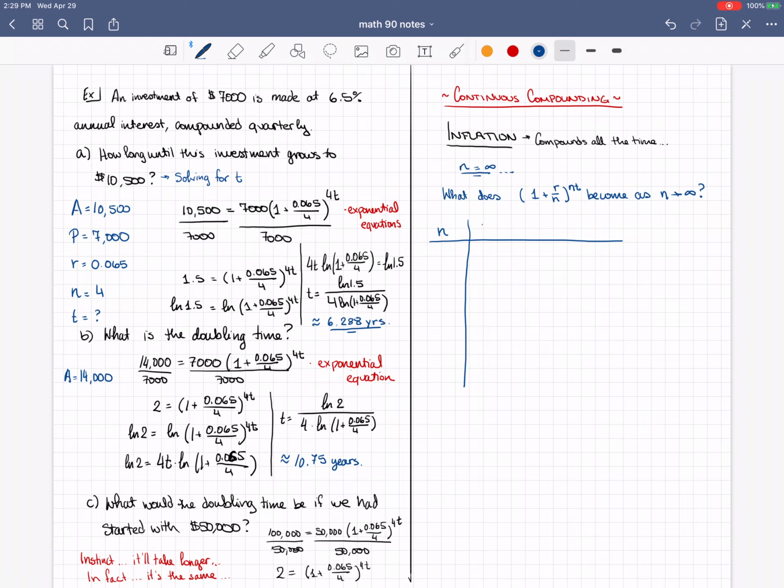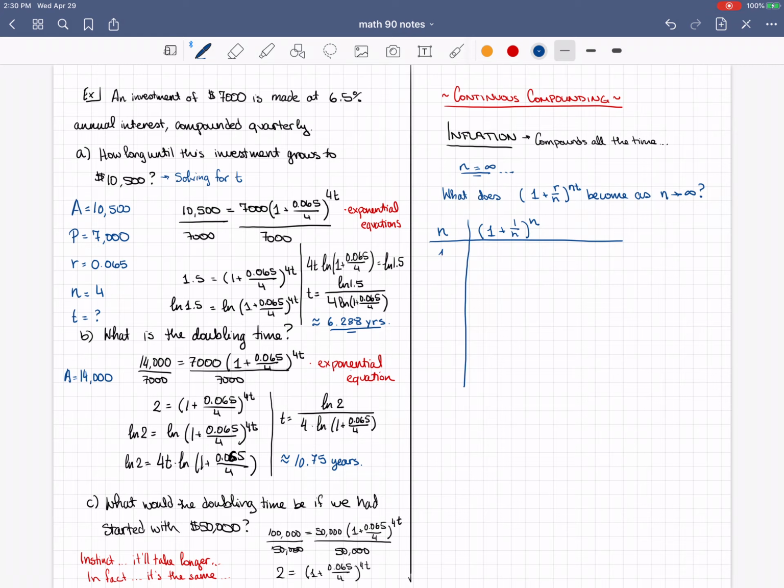And rather than looking at 1 plus r over n to the power nt, we'll just look at 1 plus 1 over n to the power n. So we'll strip off the r and the t and we'll add them back in later. And I just want to track what happens to this number, 1 plus 1 over n to the power n, as n gets bigger and bigger.